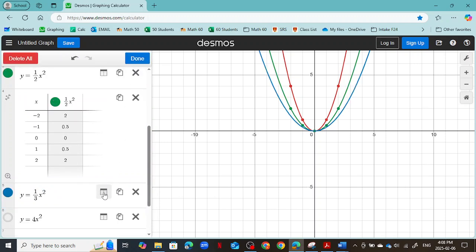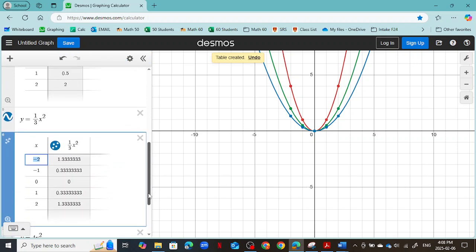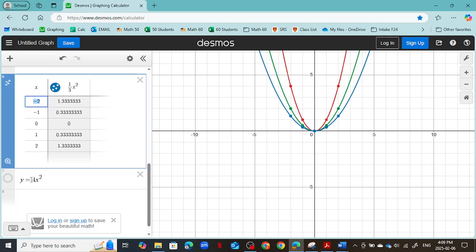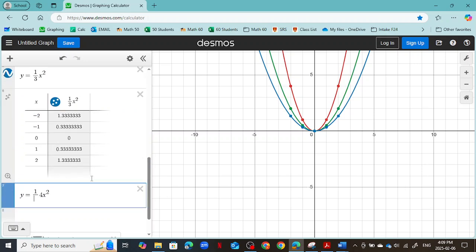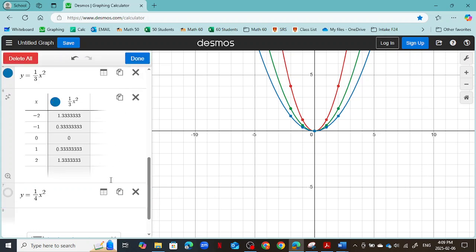If I looked at the table of values, it's not going to be a very nice one, right? So instead of over 1, up 1, it's over 1 and up a third. Instead of over 2 and up 4, it's over 2 and up 4/3, right? Or 1.3. And then the quarter looks a little bit better. Let's just put that in here, 1/4. And then I can put in that table of values as well.